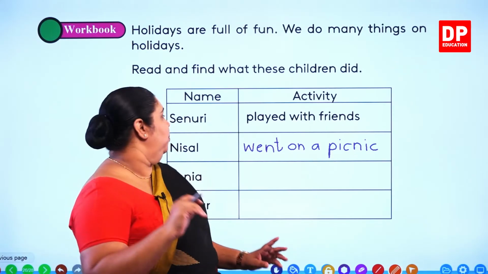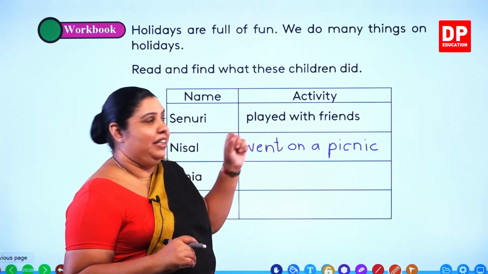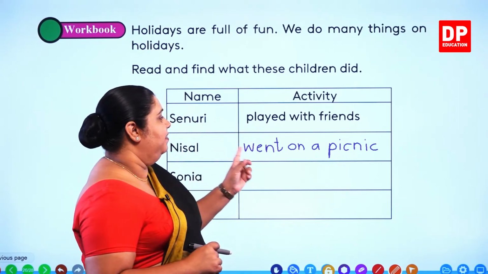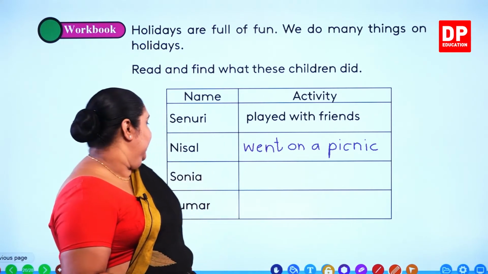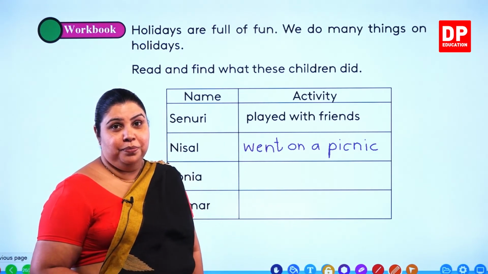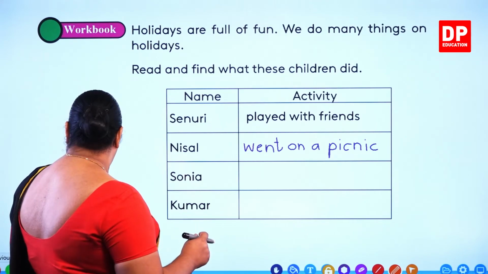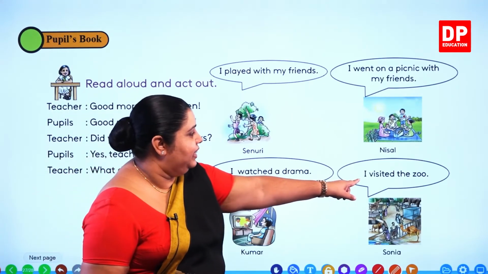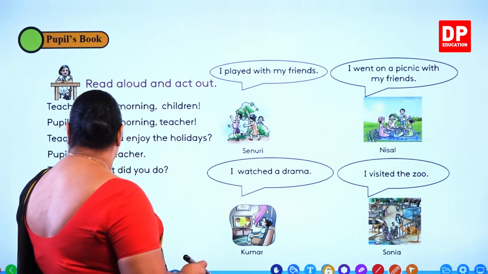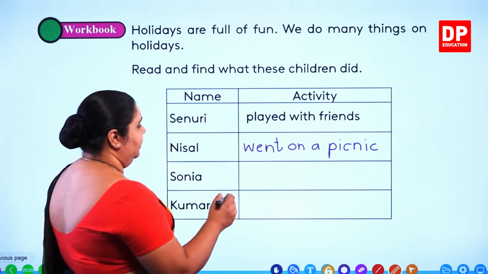So now we know Senuri played with her friends. Nisal went on a picnic. Then what did Sonia do? Can you remember? What did Sonia do? Visited the zoo. We'll write that now. Visited the zoo.